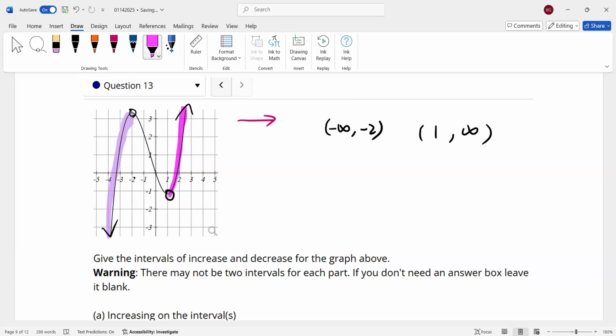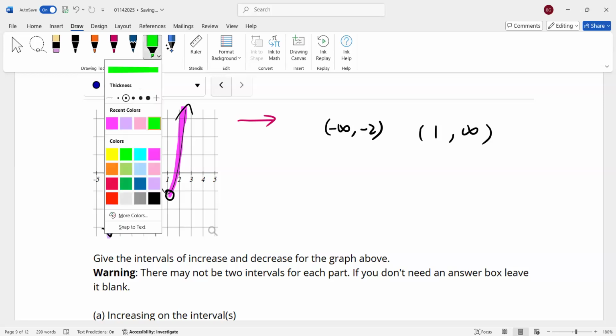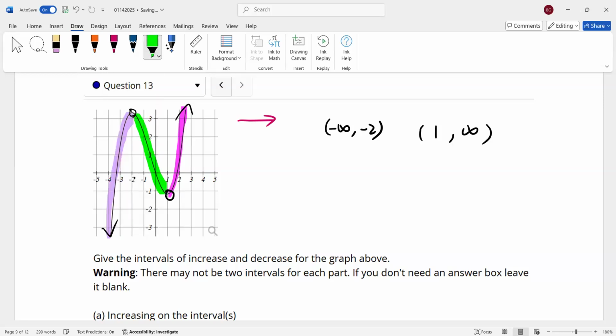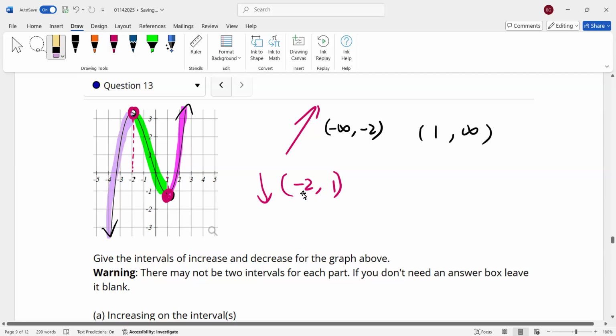For decrease, the green part is the decreasing part. It starts from this point and ends at this point, right? Again, look at the x values. Start from 92, ends at positive 1. Over this interval, the function decreases. Over the other two intervals, the function increases. I will leave this for you to practice.